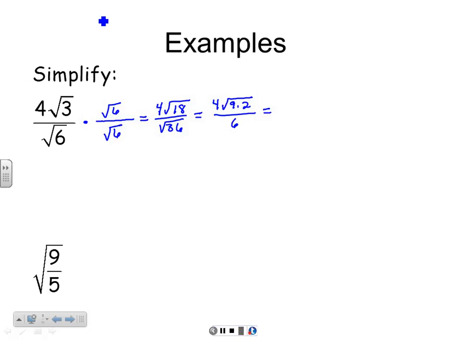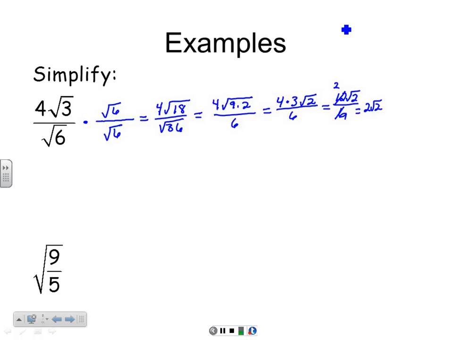So to simplify the top even further, we're going to have 4 times the square root of 9, which is 3, so we're going to bring that out. Square roots of 2 over 6. Go ahead and keep simplifying, so we're going to have 12 square roots of 2 over 6. And now the whole numbers here we can reduce. When you get to the end, the only thing that you can reduce are the whole numbers. So 6 will go into itself 1 time, and 6 will go into 12 2 times. So your answer is going to be 2 square roots of 2.